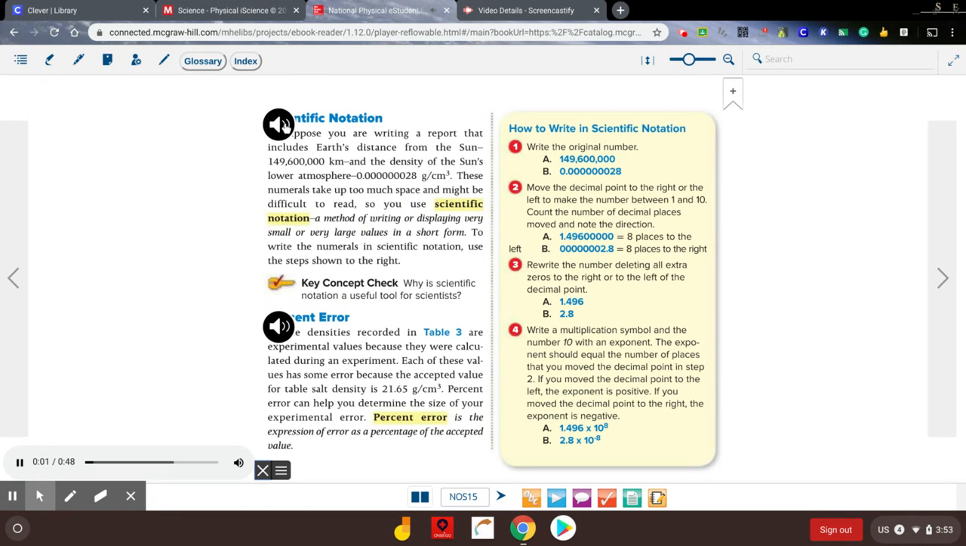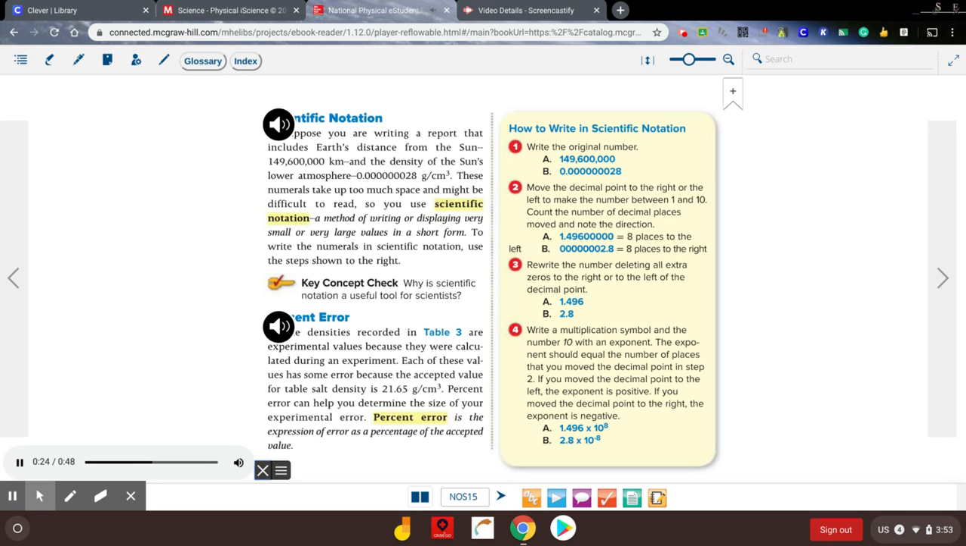Scientific notation. Suppose you are writing a report that includes Earth's distance from the Sun, 149,600,000 kilometers, and the density of the Sun's lower atmosphere, 0.00000028 grams per cubic centimeter.